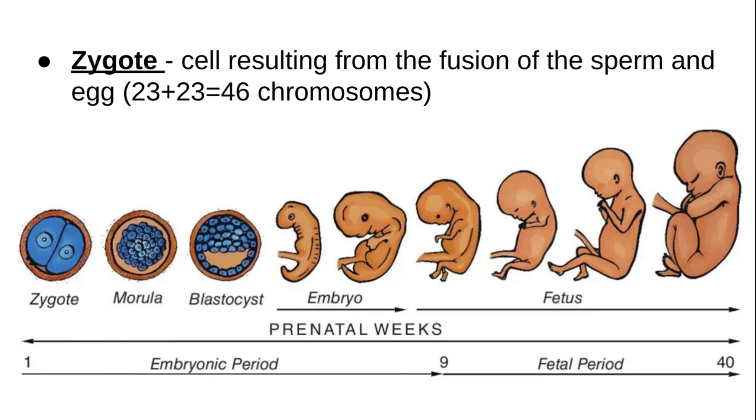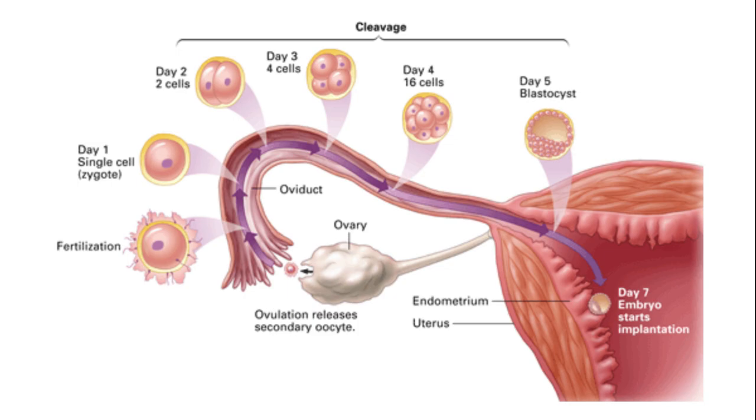So what happens first is a sperm and an egg combine and they form a zygote. So zygote is the cell that comes from the fusion of the sperm and the egg. And it has 46 chromosomes because remember, 23 from the egg, 23 from the sperm. It's a very, very tiny cell. And that's what first happens. So we're talking 24 hours after ovulation, when that sperm is fertilizing the egg, the zygote results. So a fertilized egg is called a zygote.